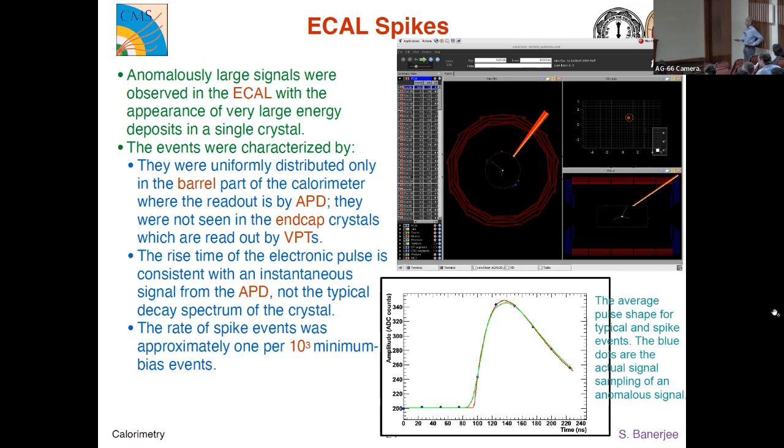And the rate of the spike events is approximately 1 per 1,000 million bunch crossing events.